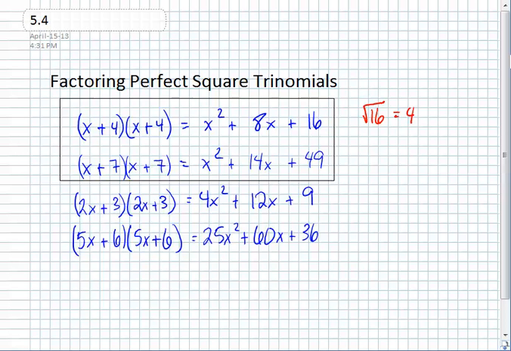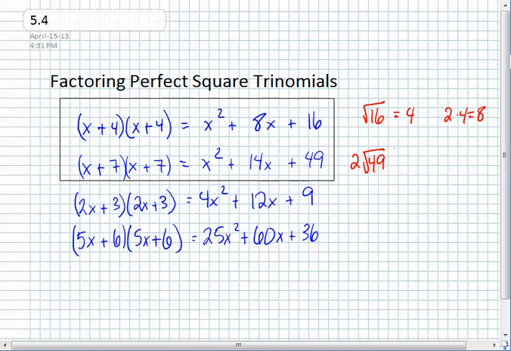Okay, well, you should recognize that the square root of 16 is 4, and then 2 times 4 is 8, and 8 is the middle coefficient. Let's see if that works with the second one. In other words, I'm going to take 2 times the square root of the last term. The square root of 49 is 7. 2 times 7 is 14, and that is indeed the same as the middle coefficient there. And that will work for any one that is a perfect square.